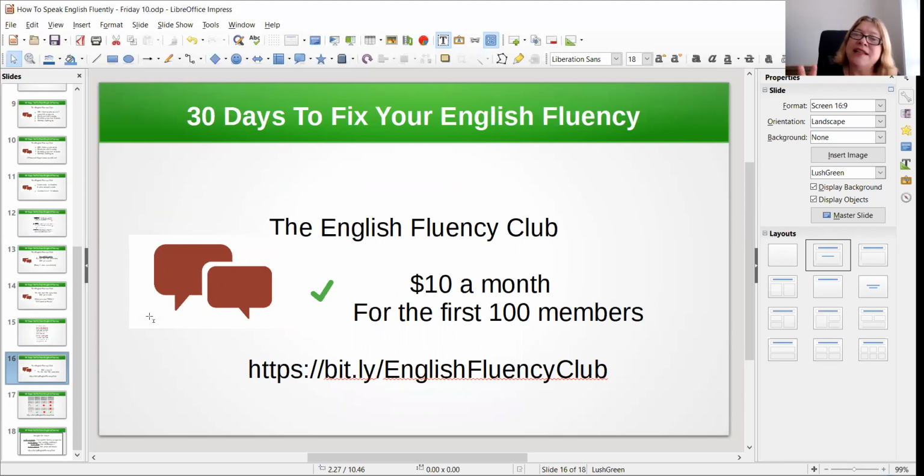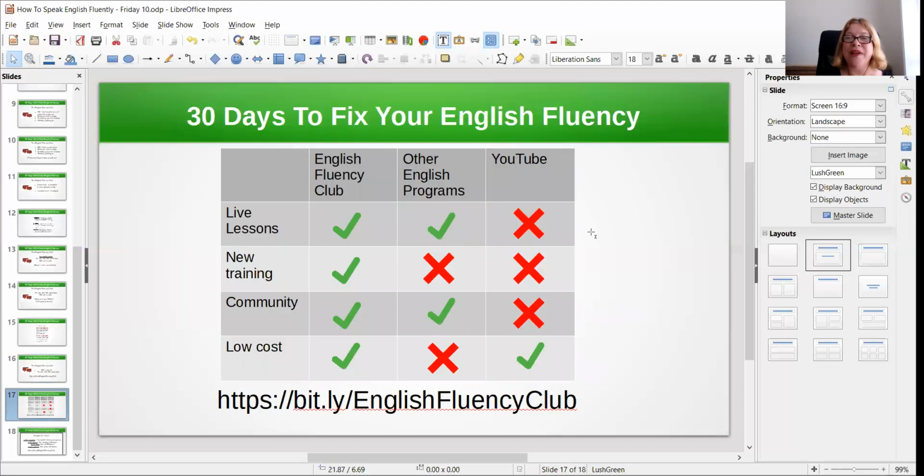So I wanted you to get as much value as possible. So I created a comparison table so you can compare the English Fluency Club with other things. So here is the English Fluency Club compared to other English programs and compared to YouTube. A bit cheeky there, but compared to YouTube as well.